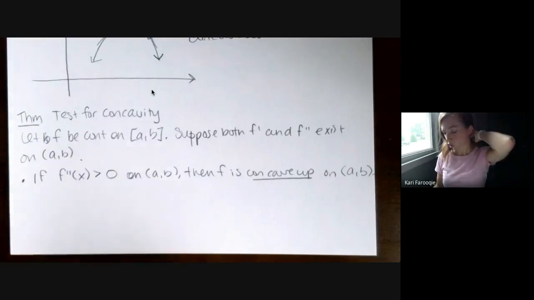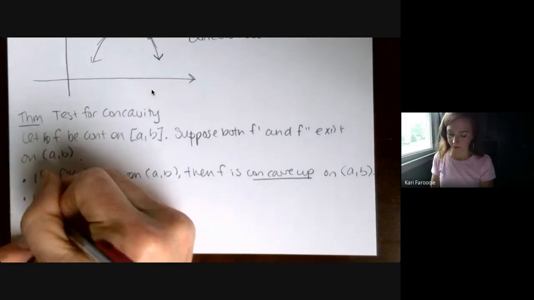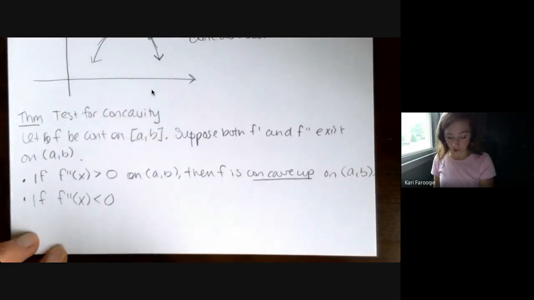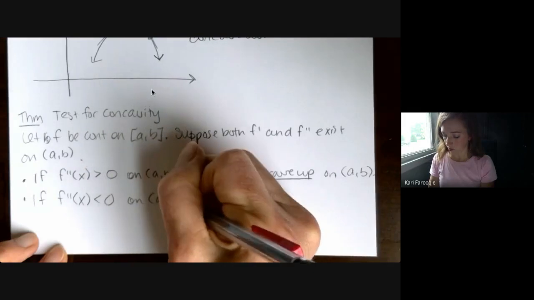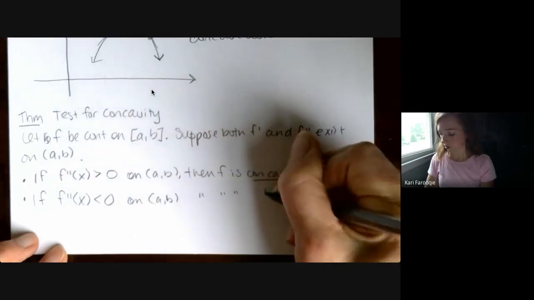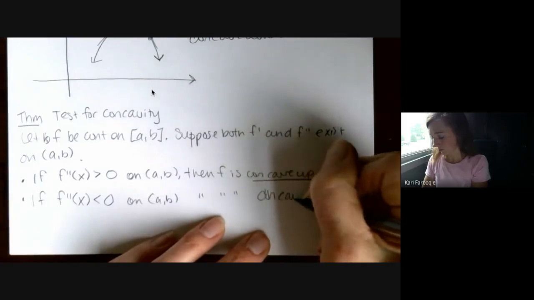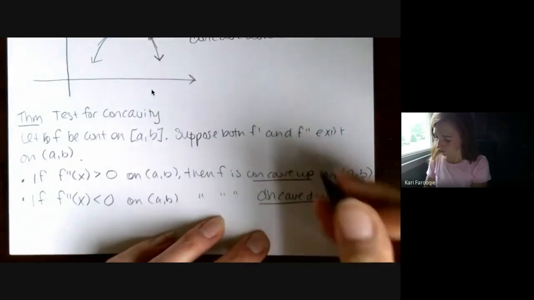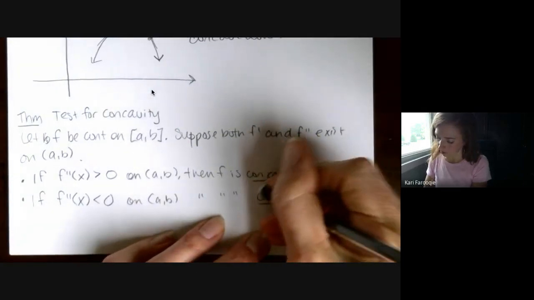And notice here I'm giving you open intervals. You cannot possibly be concave up at that point where you switch from up to down. So these must be open intervals. Just like how you can't possibly be increasing or decreasing at a critical number. Same idea. If f double prime of x is less than 0, or negative, on the open interval, then f is concave down on the interval.